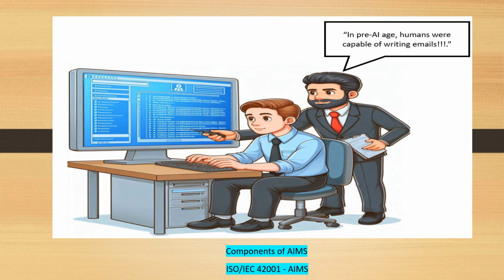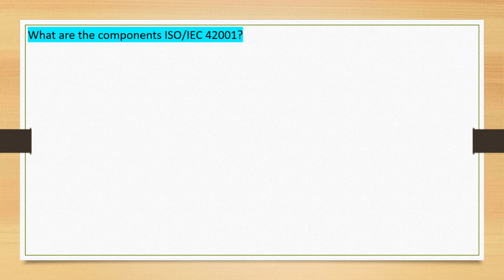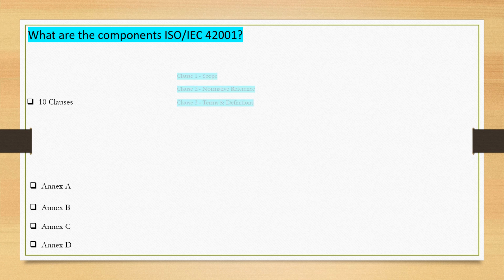In this lecture, we will discuss the main components of the AI management system. Components of ISO IEC 42001. It has basically two main components, that is 10 clauses and 4 annexes, that is Annex A, B, C and D. Let us first understand about clauses.